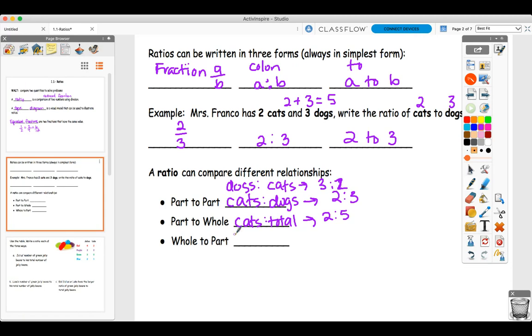Whole to part, you're flipping this around. It could be total to cats. In this case, the total is the first number, so it would be 5, and cats is the second number, so it would be 2. You could also do total to dogs, but this is the way that you would write ratios.